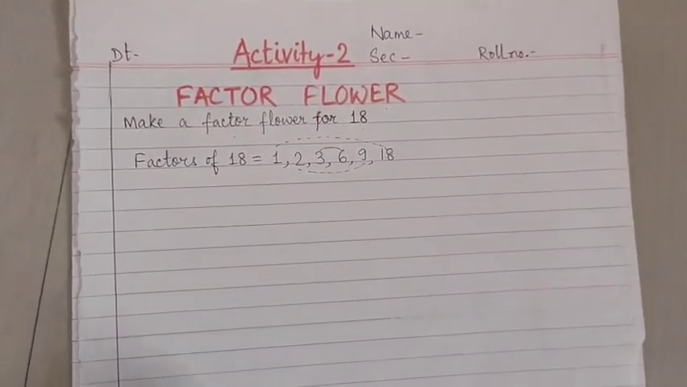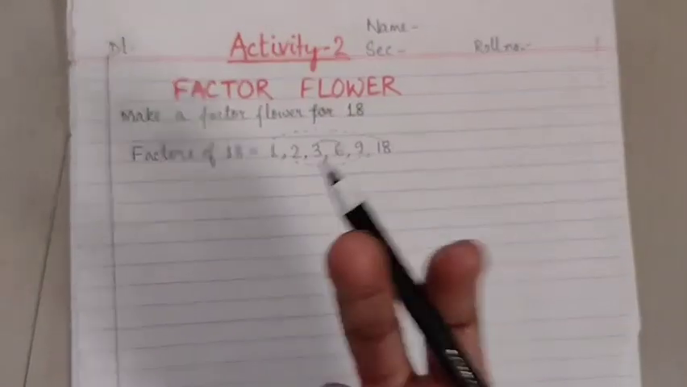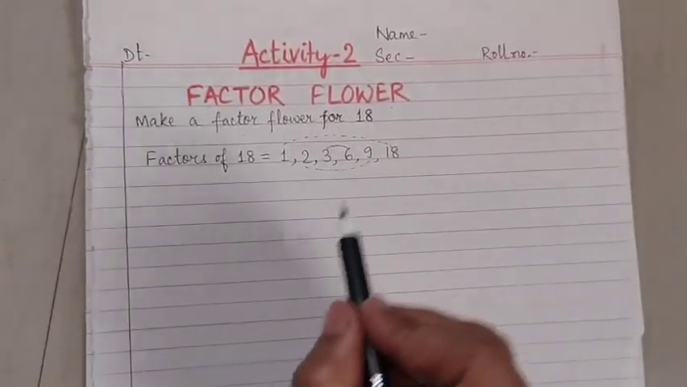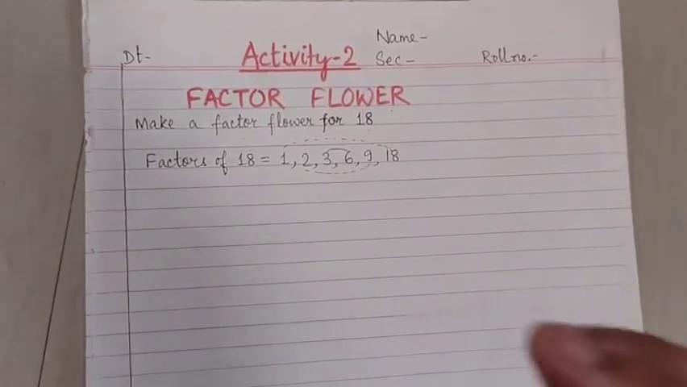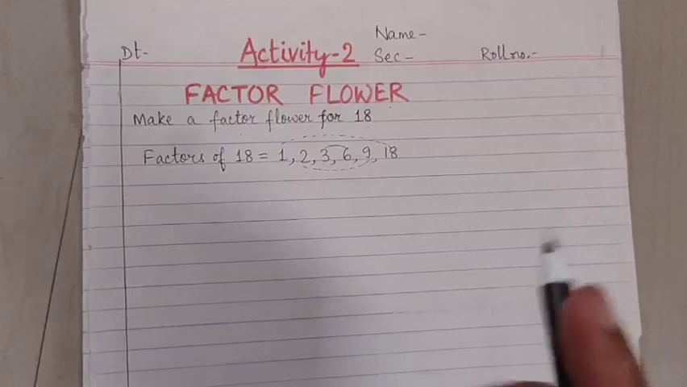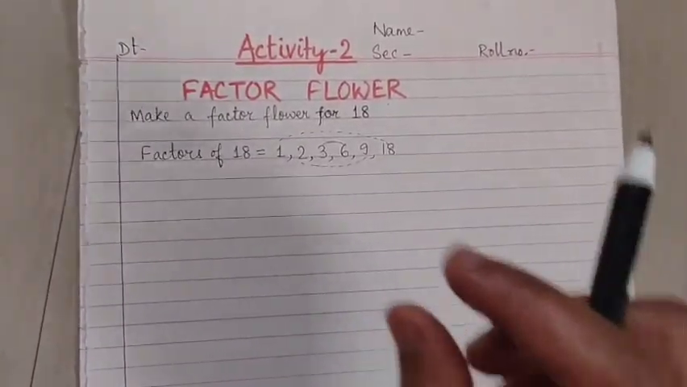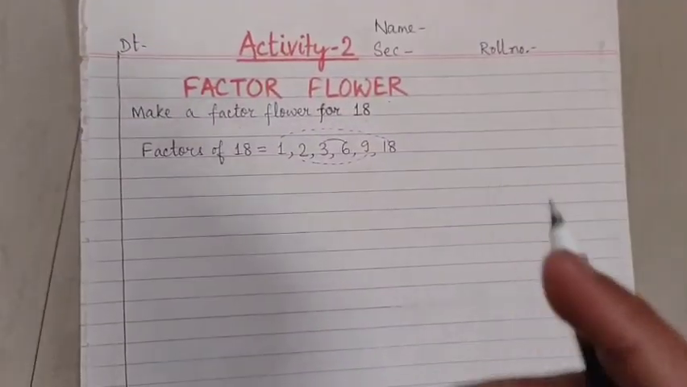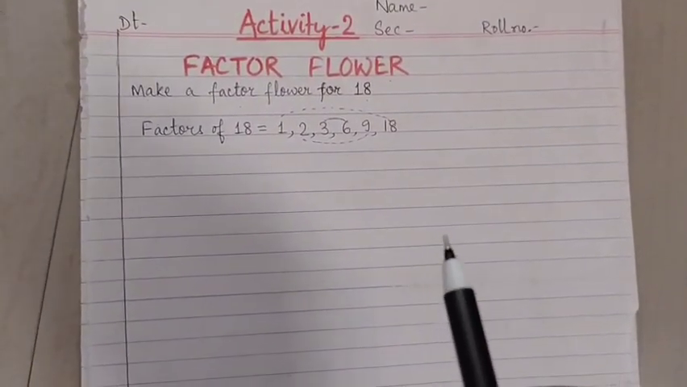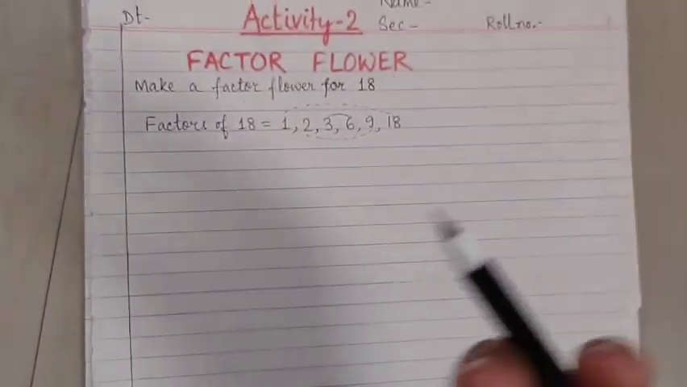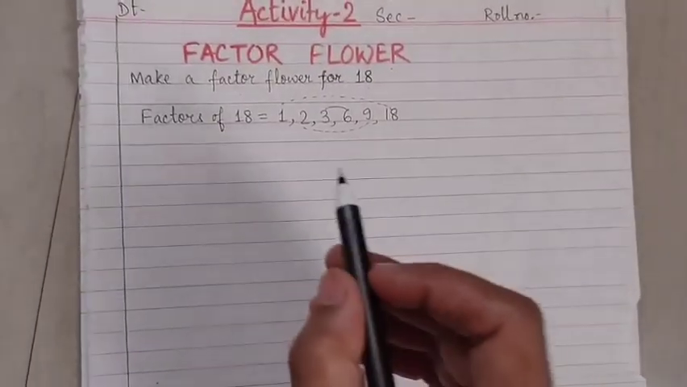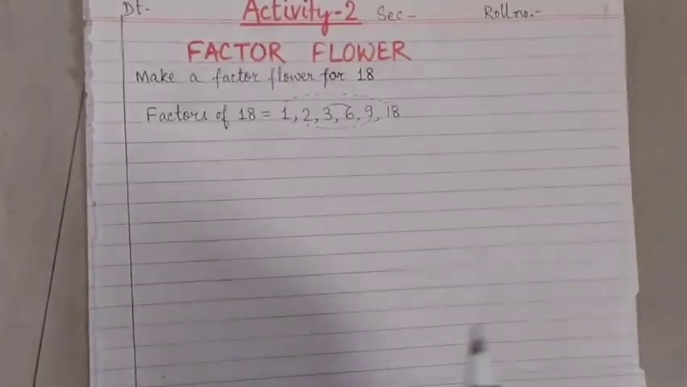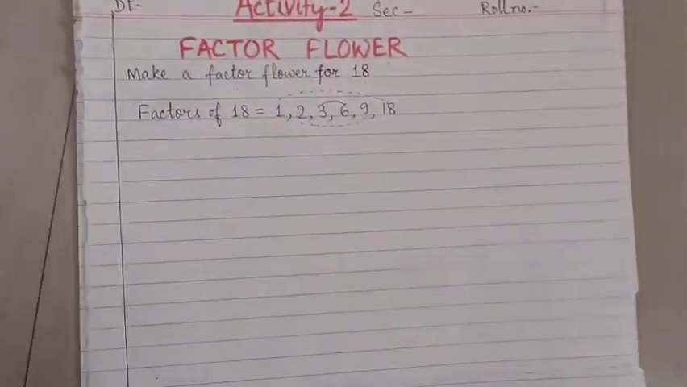Okay, what you have to do, you have to make a flower. You have to find the factors of 18, and all the factors of 18 you have to write on the petals of a flower. Petals, you know, जो फूल की पंखुड़ियाँ होते हैं उसे बोलते हैं petals. So you have to make a flower. In the middle you have to write 18, and on the petals you have to write the factors of 18.